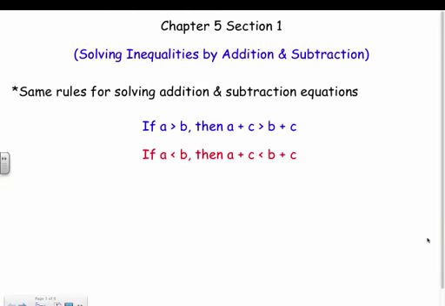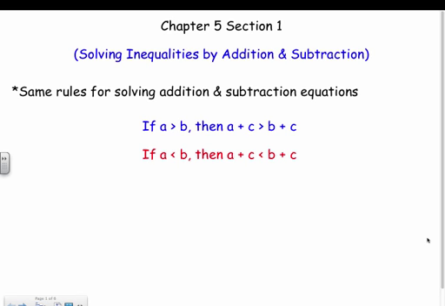Solve the equations, we're going to get into inequalities. And the best part about this first section is that when we solve inequalities with adding and subtracting, the rules do not change whatsoever. Whatever you add to one side, you got to add to the other side, or whatever you subtract from one side, you got to subtract from the other side. And that's what my if-then is here.